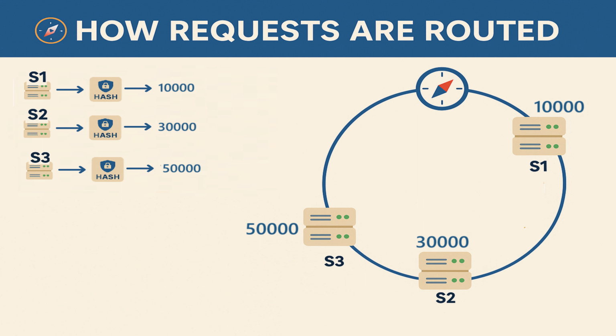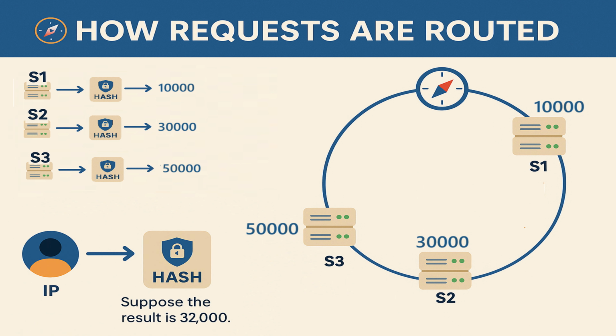Let's say a request comes in from a user. We take their IP address and hash it. Suppose the result of that is 32,000. To find which server handles this request, we place the request at the 32,000 point and go clockwise on the ring. Whichever server comes first will be the target server. In this case, 32,000 is between S2 and S3. So the request is sent to S3, because S3 is the first server that we encounter while going in the clockwise direction.